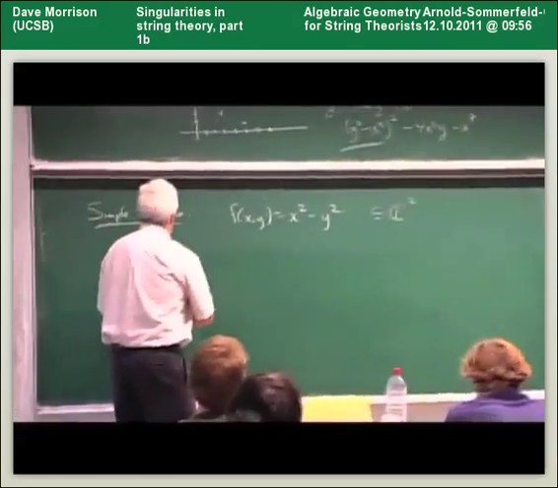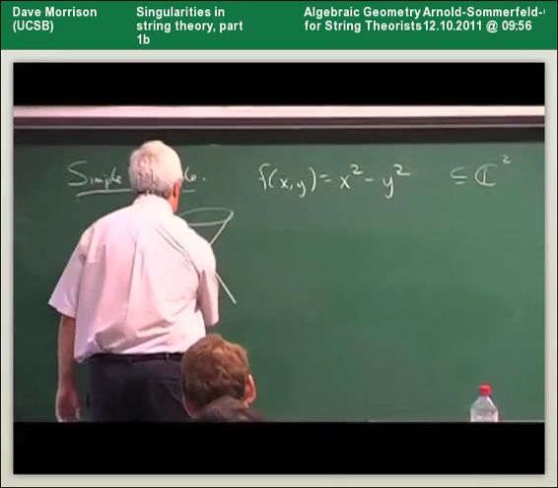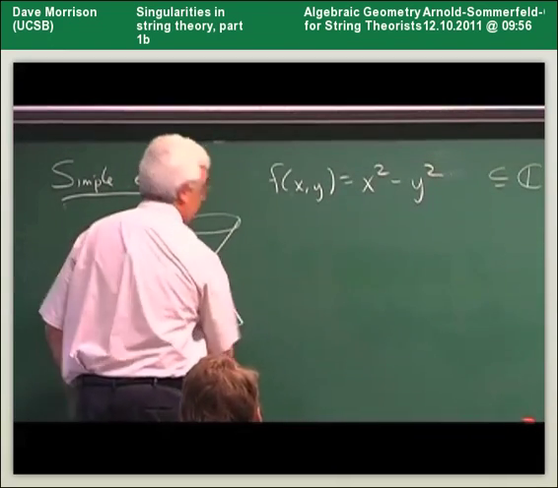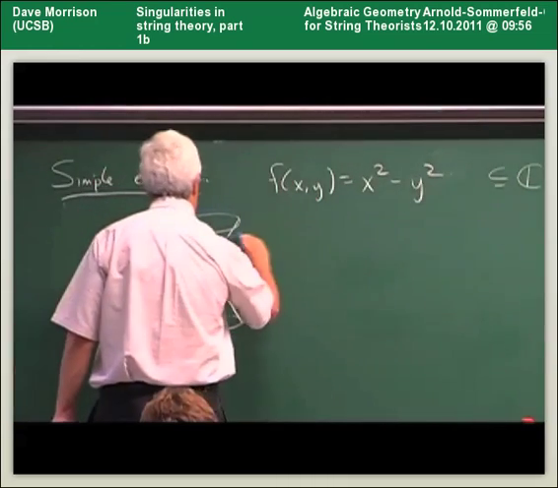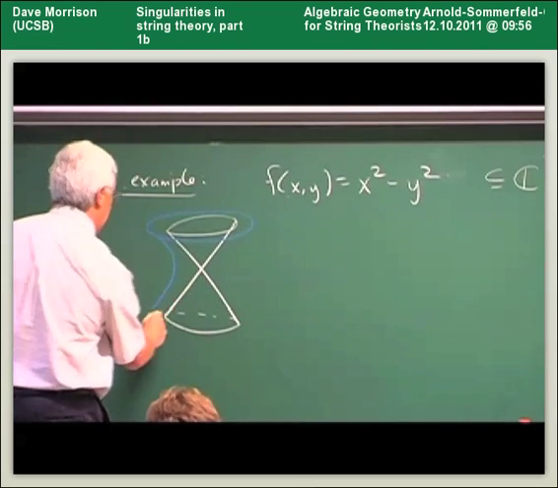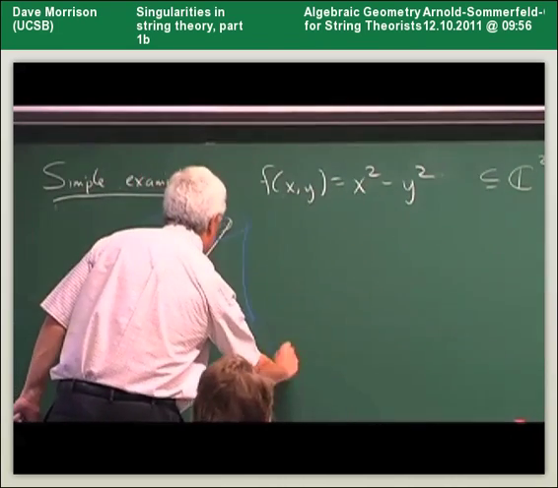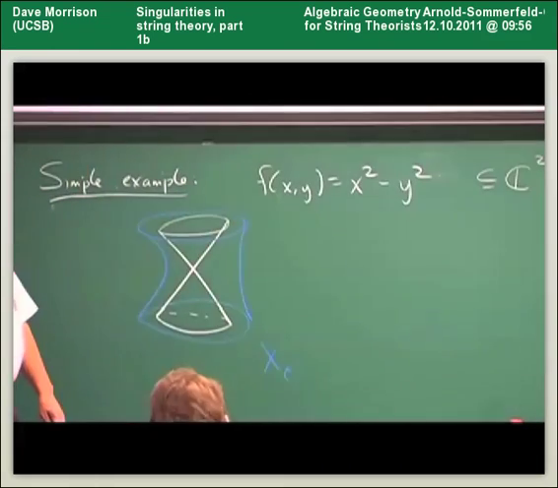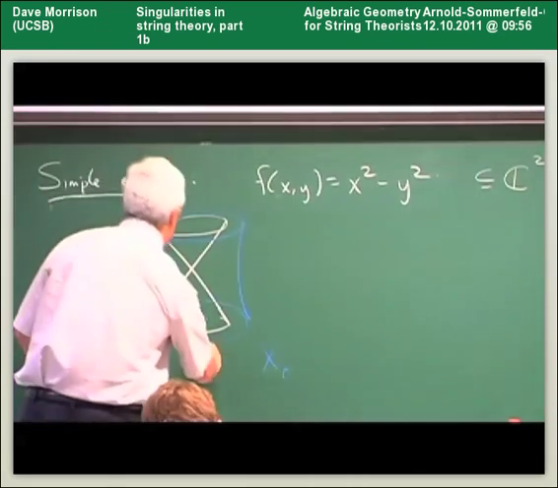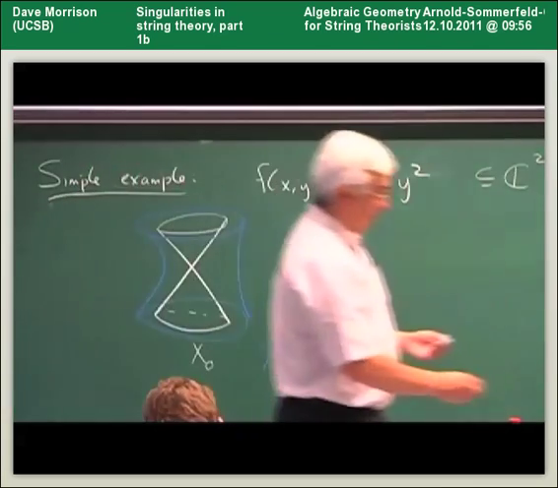And the picture here is, I have some kind of cone describing the singularity. So this is a really classical picture. And then nearby, when I do the deformation, I have a nice hyperbola. So this is X_t, can you see the blue? Maybe not. This is X_t, and this is X_0. So that's what the picture looks like of the deformation.